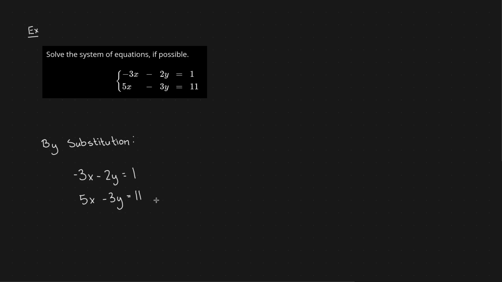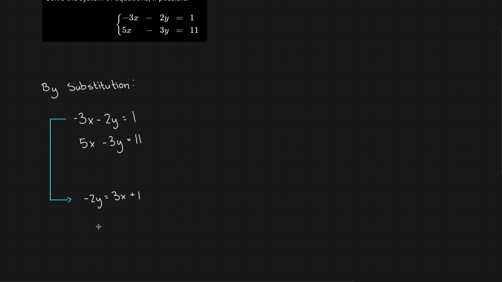This is going to be a theme with linear systems of equations, or systems of equations generally. You often have choices. So I'm going to use this first equation here, and I'm going to solve for y. In order to do that, I'm going to add 3x to the other side of the equation, and then divide both sides of the equation by -2. And so y is equal to -3/2 x minus 1/2. So now what I could do is substitute that into the other equation in my system.